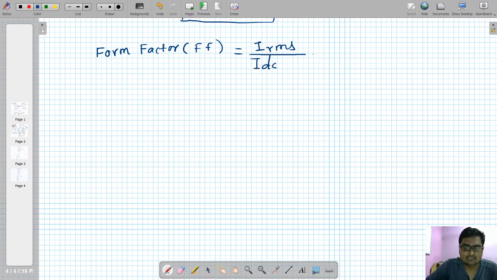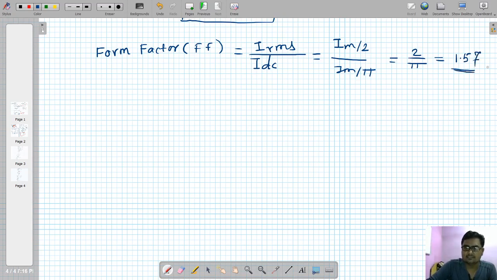Now what is that RMS value of current we have calculated for half wave rectifier? Strictly it is Im divided by 2. And what is IDC we have derived? It is Im by pi. Now what am I getting? Im will get cancelled. It will be pi divided by 2. It means if I calculate by putting the value of pi, it will be 1.57. This is the form factor.